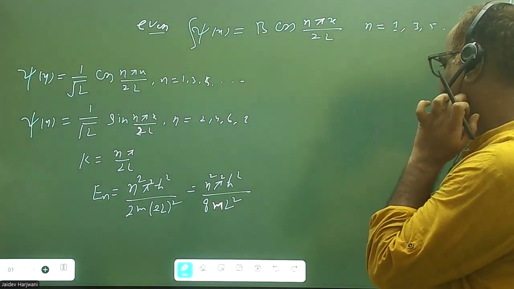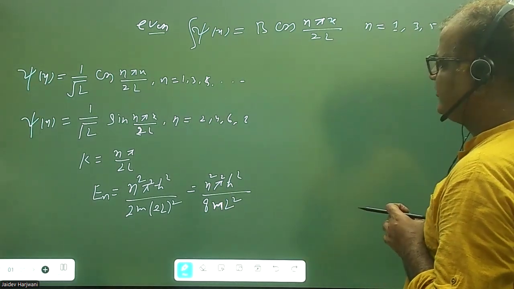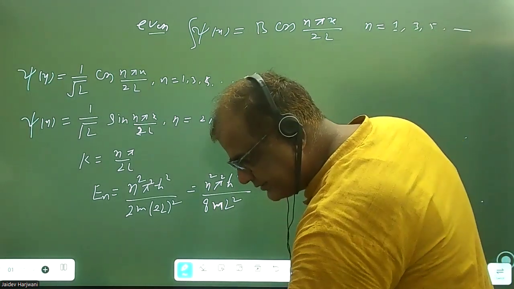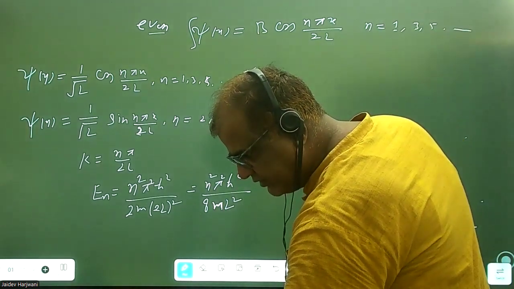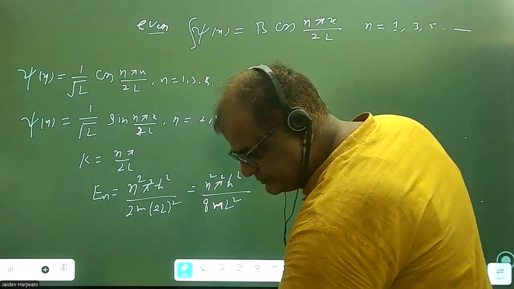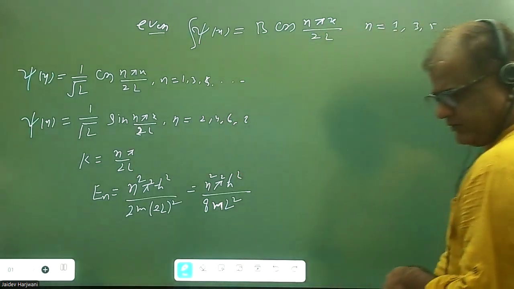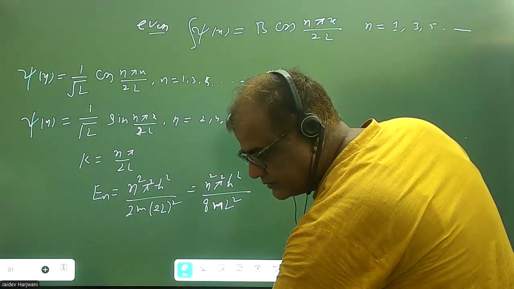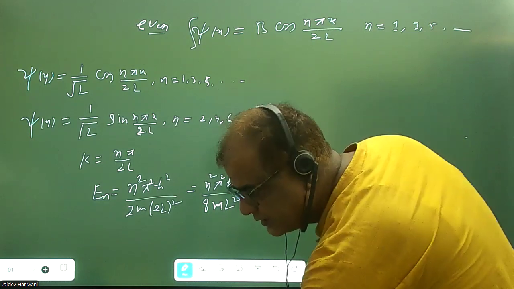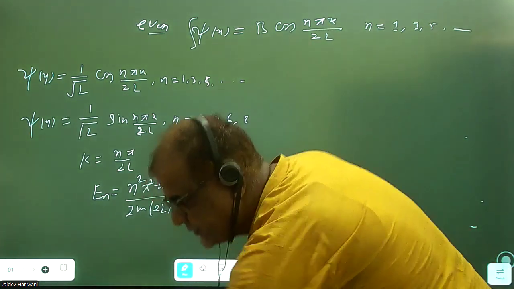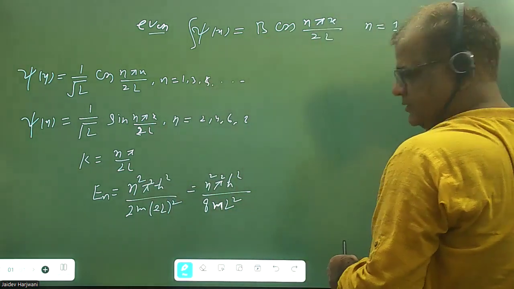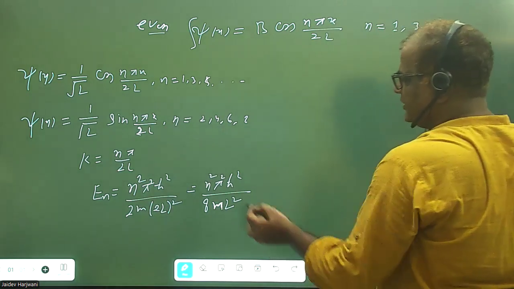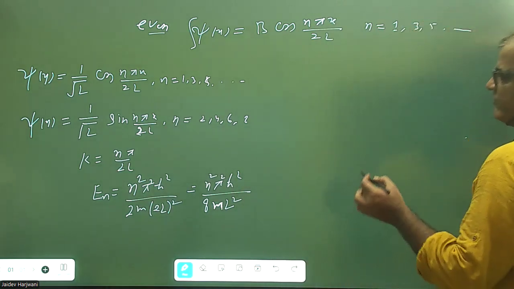Now let me check whether the energy expression is correct or not. So yes, the energy expression is h cut squared upon 2m, n pi upon 2L squared, correct. Now let me write the ground state wave function first.